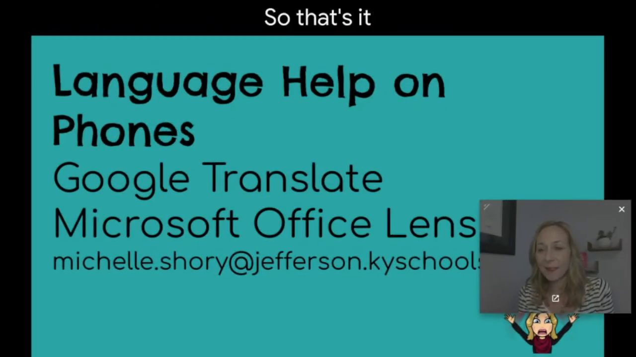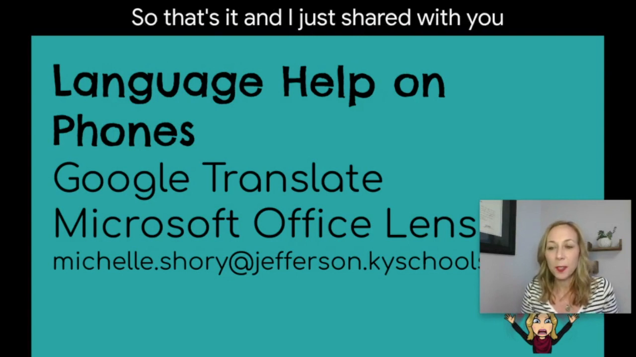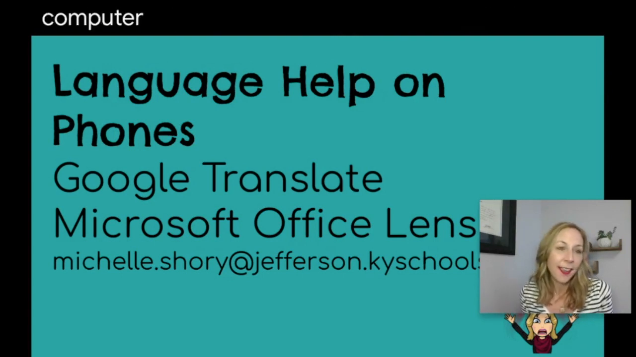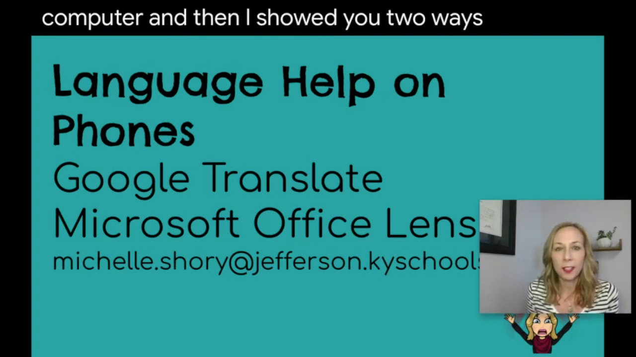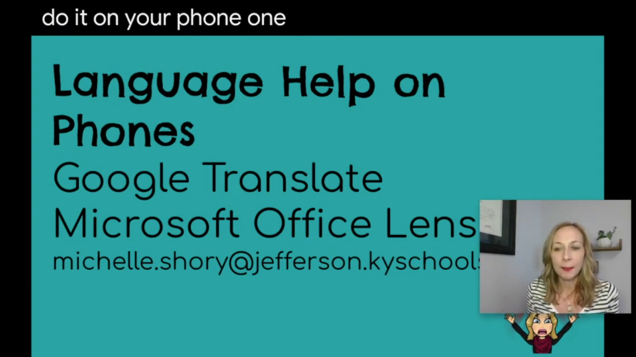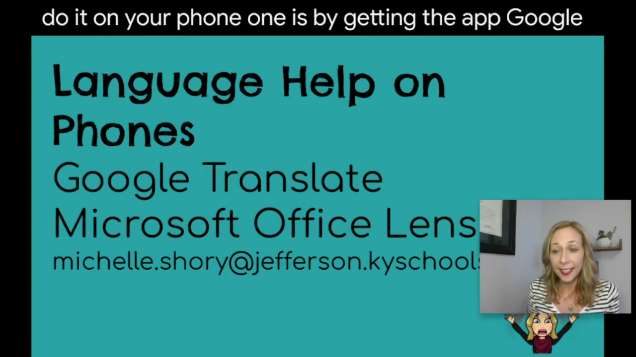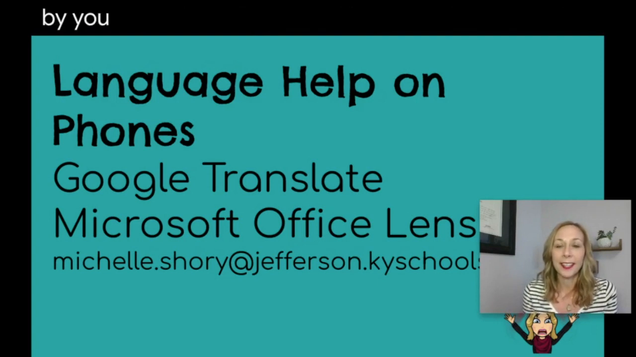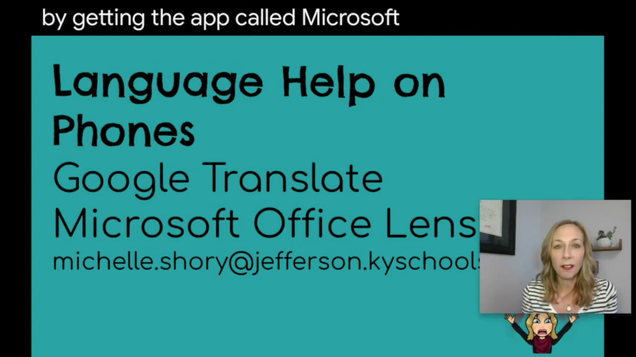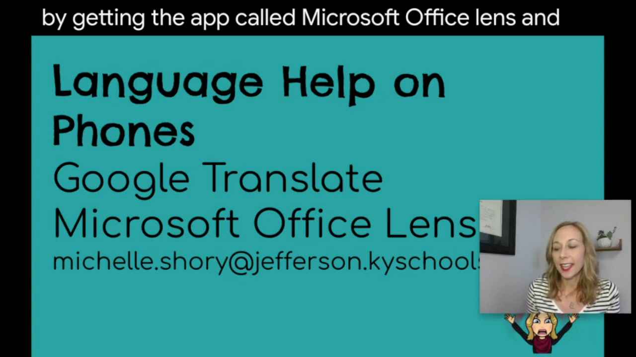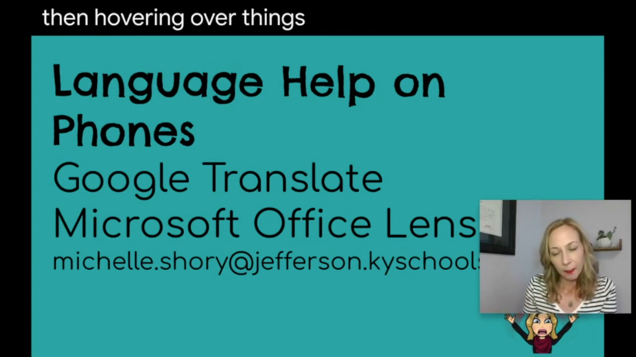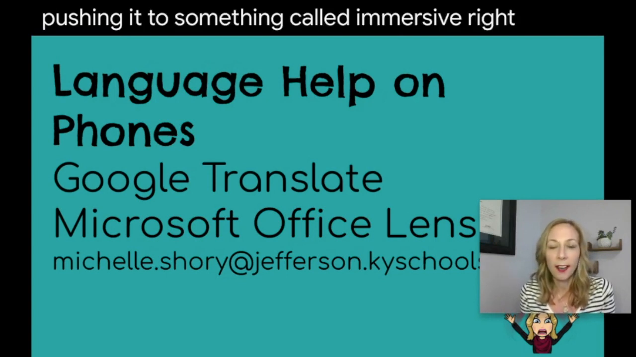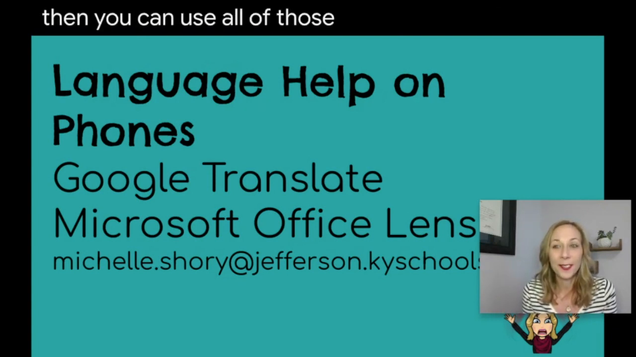So that's it. I just shared with you two ways that you can easily translate information on your computer. And then I showed you two ways you can do it on your phone. One is by getting the app Google Translate and hovering over things. And the second is by getting the app called Microsoft Office Lens and then hovering over things, taking a picture, and then pushing it to something called Immersive Reader. And then you can use all of those tools.